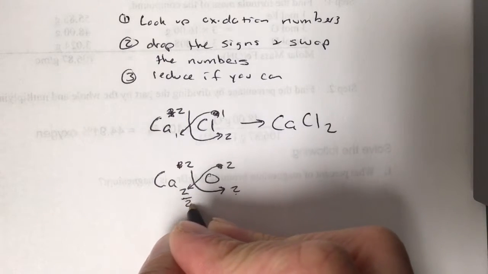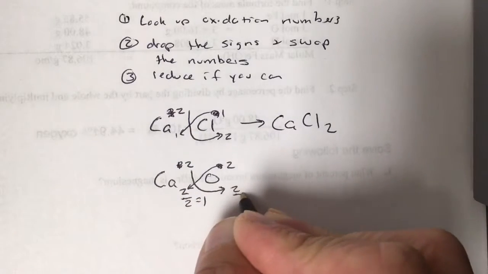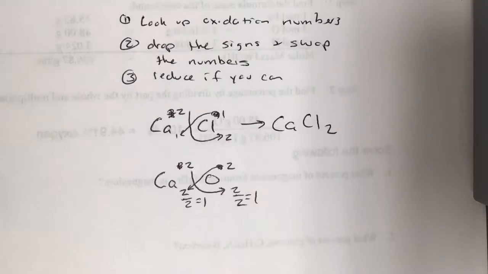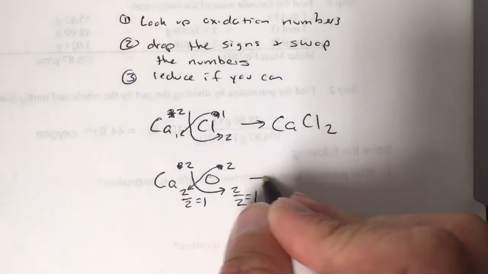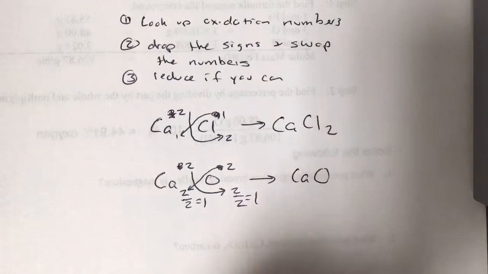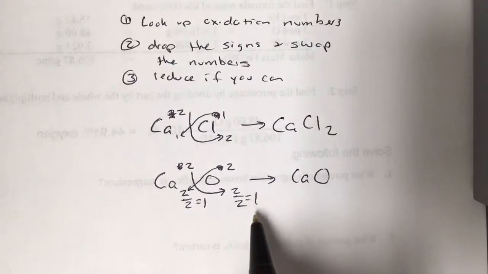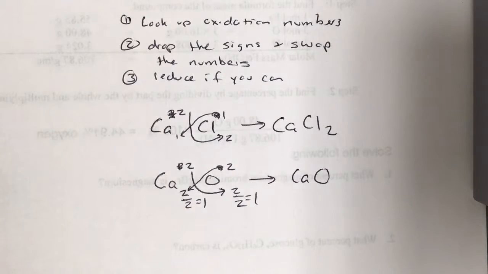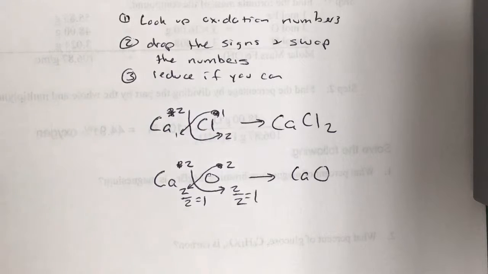So if I divide this by 2, that reduces to a 1. If I divide that by 2, that reduces to a 1. So when I write my formula, I don't write Ca2O2, I just write CaO with 1s on each because they've reduced.